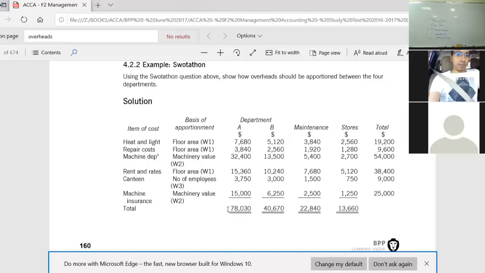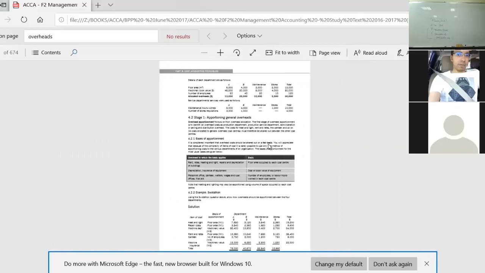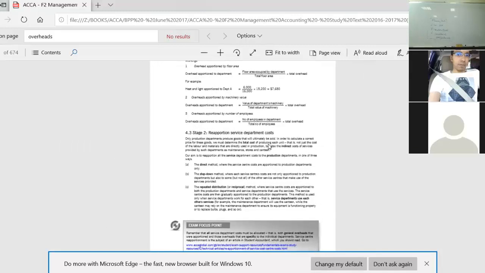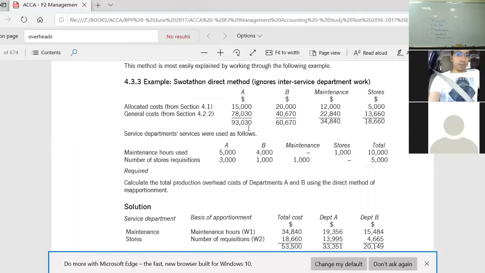Then just remember these numbers: 78, 40, 22. This is the total we have got here, and you will see the same thing on the next page. You remember these general costs, 78, 40, and then they added the allocated cost. This could have been added in the first table also; there was no need to make a separate table for it. Once we do that, we get 93, 60, 34 and 18 as our costs.